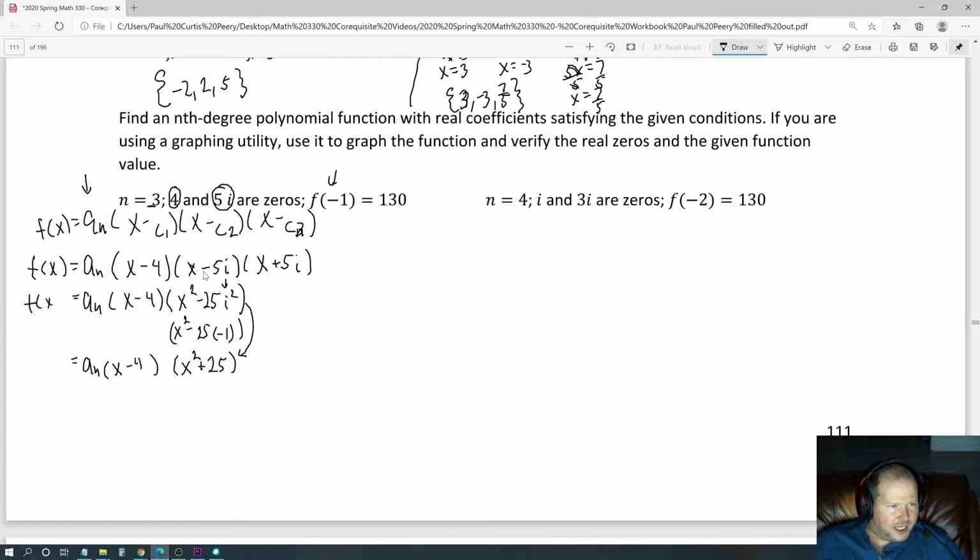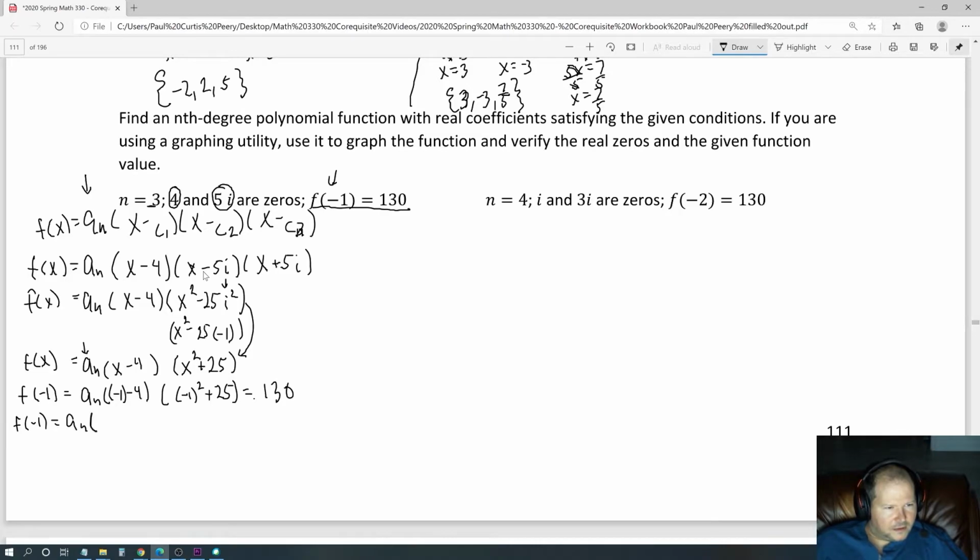Okay, so now we actually know what f of x is. What is the function? But what we don't know is we're missing this part right there. We actually don't know what that coefficient right there is. Okay, so they gave us some more information. What they gave us is, well, if we plug a negative 1 in here, we know we are going to get a 130, right? It says right there. If I plug a negative 1 in there, I get a 130. Okay. So let's see what that means.